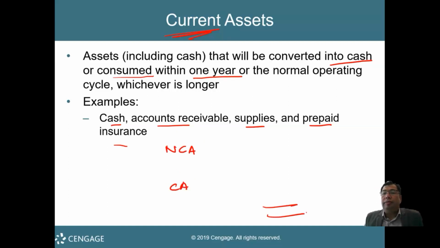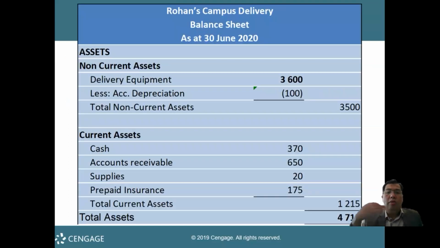Same goes for your liability. You need to check whether your liability needs to be paid within 1 year, or it's long term, more than 1 year. For example, if you took a loan to buy a building, you might take the loan for 10 years or 20 years. So that falls under long term liability.